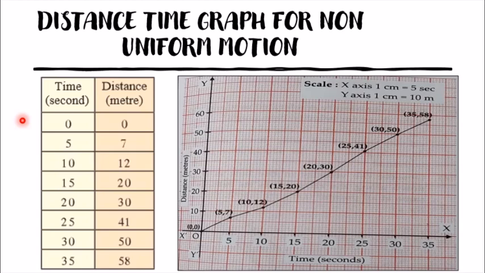So now, what difference did you find in the distance time graph for uniform and non-uniform motion? Well, for uniform motion, it was a straight line as the car was covering equal distance in equal time intervals. And the graph for non-uniform motion was not a straight line because the car was covering unequal distance in equal time intervals.